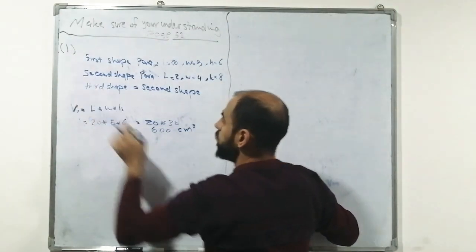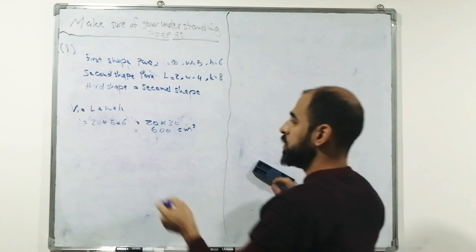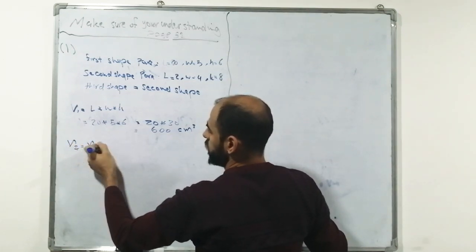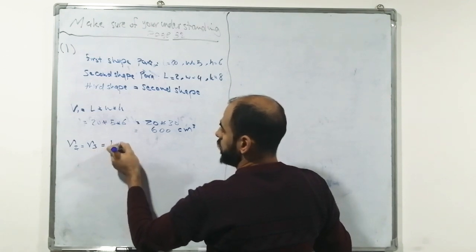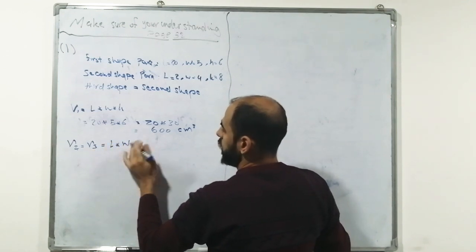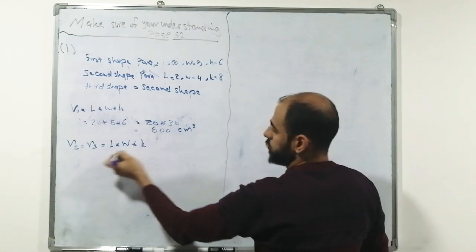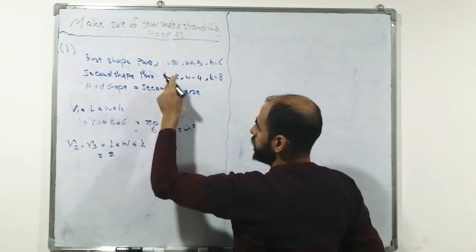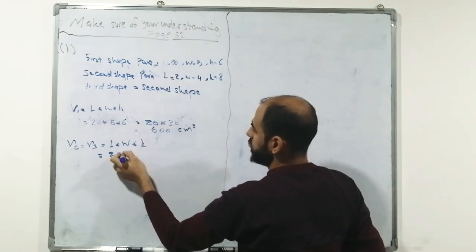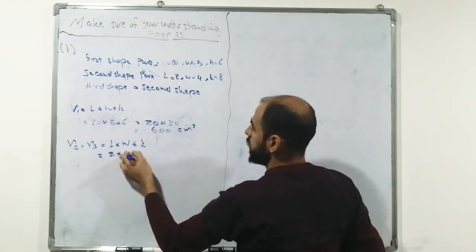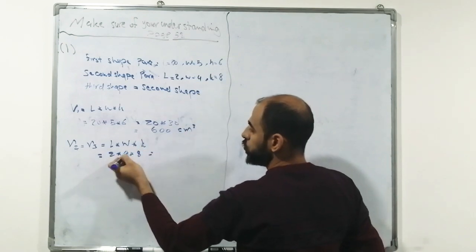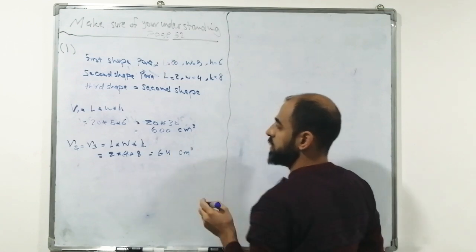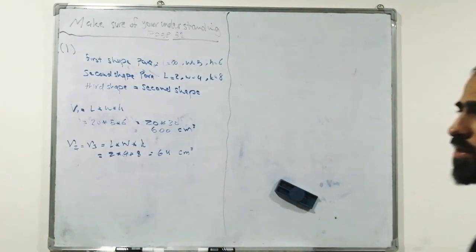And since the second shape and the third shape are equal, the volume of the second shape equals the volume of the third shape, and it will be equal length by width by height. Parallel pipe, so we use the law of parallel pipe to find the volume. The length is 2 by the width is 4 and the height is 8. 2 by 4, 8 by 8, 64 centimeter to the power 3 is the volume of the second shape and the third shape.